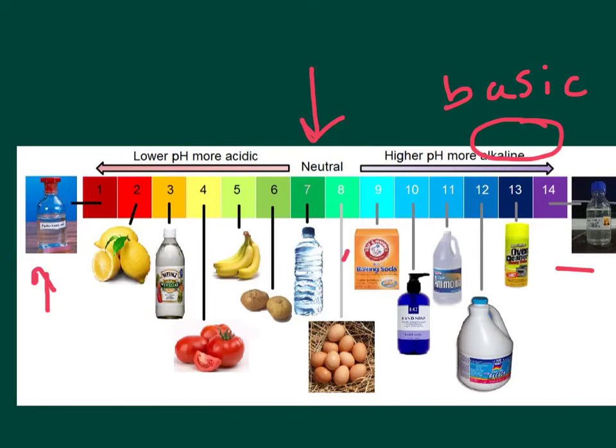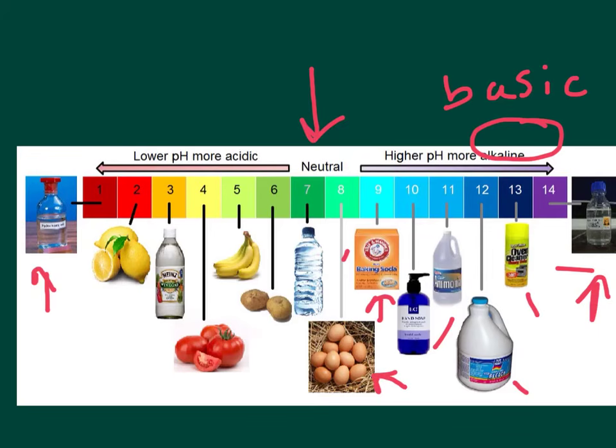Up at the extreme end, up at the basic end at 14, I can't really read what's on the label here, but I imagine it's probably concentrated sodium hydroxide. But you can see oven cleaner and bleach and ammonia. Those are pretty strong cleaning products. Because they're at the top end of that pH scale, they're strong bases. But baking soda is pretty mild. Eggs, we eat eggs. We use egg whites in cooking. It's not that strong a base.